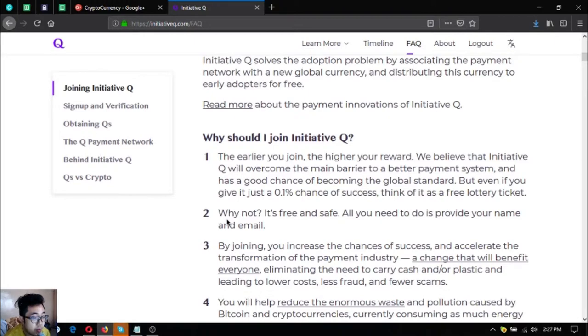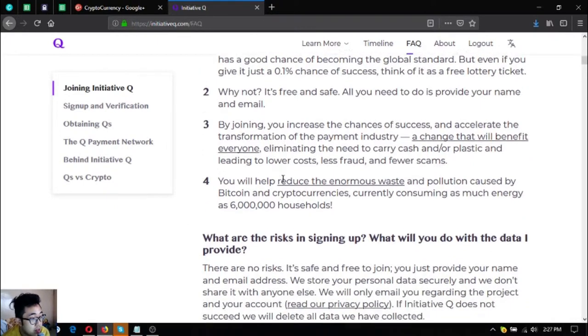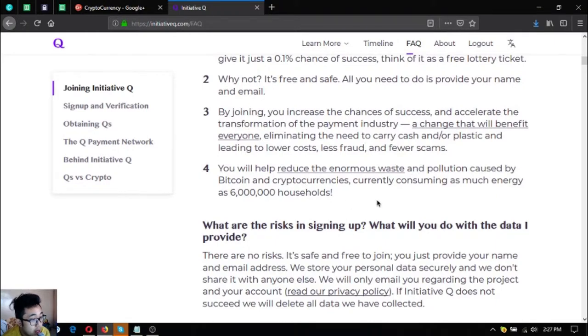All you need to do is provide your name and email. By joining, you increase the chances of success and accelerate the transformation of the payment industry. It's a change that will benefit everyone, eliminating the need to carry cash or plastic and leading to lower costs, less fraud and fewer scams. Number four, it will help reduce the enormous waste and pollution caused by Bitcoin and cryptocurrencies, currently consuming as much energy as 6 million households.